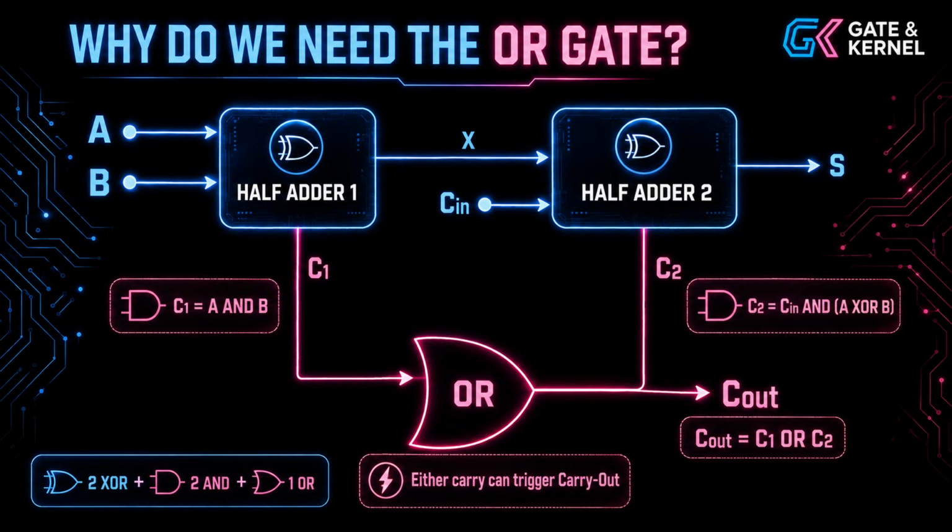Chapter 8. Why do we need the OR gate? There are now two possible carry signals. The first is C1, produced when A and B are both 1. The second is C2, produced by the second half adder. If either carry is 1, the full adder must produce a carryout. So we combine them with an OR gate. Cout equals C1 OR C2. In this straightforward design, the complete full adder uses 2 XOR gates, 2 AND gates, and 1 OR gate. That is simply 2 half adders connected together, followed by an OR gate.